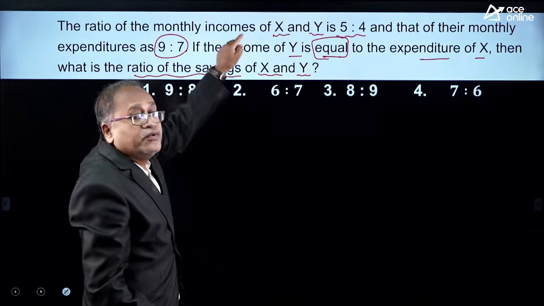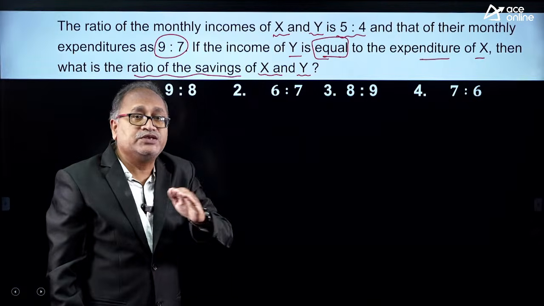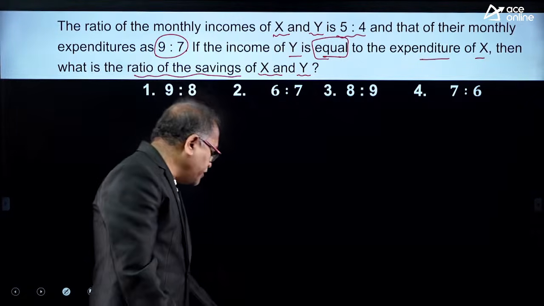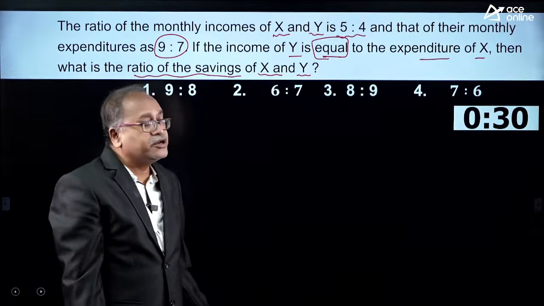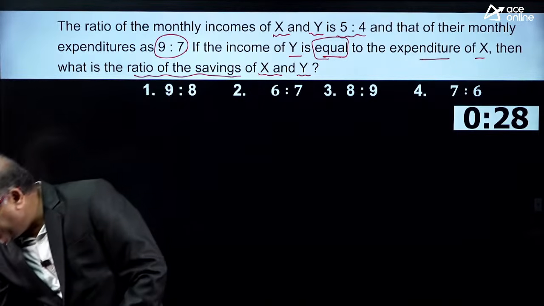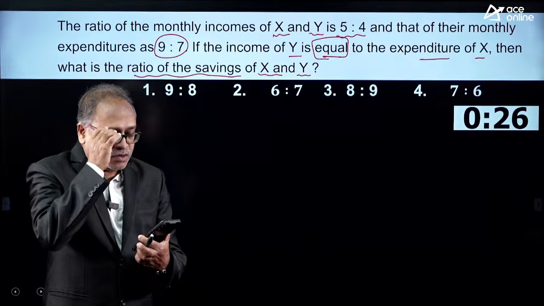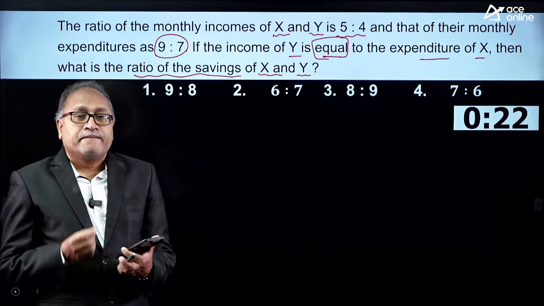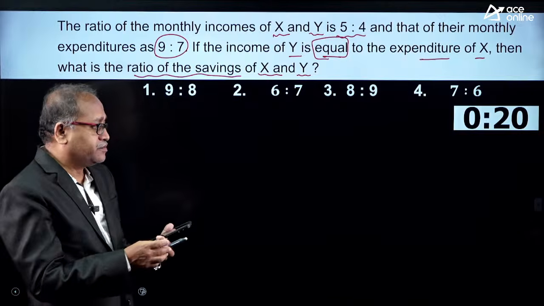We have the ratio of income, we have the ratio of expenditure, we need the ratio of saving. Come on, my young brigade. I am giving you 30 seconds to answer it, or at least understand how to answer this question.